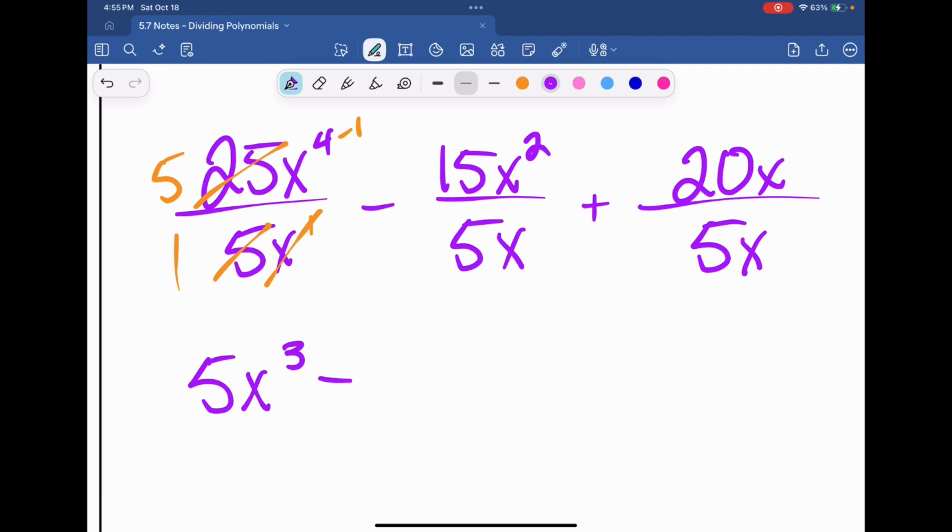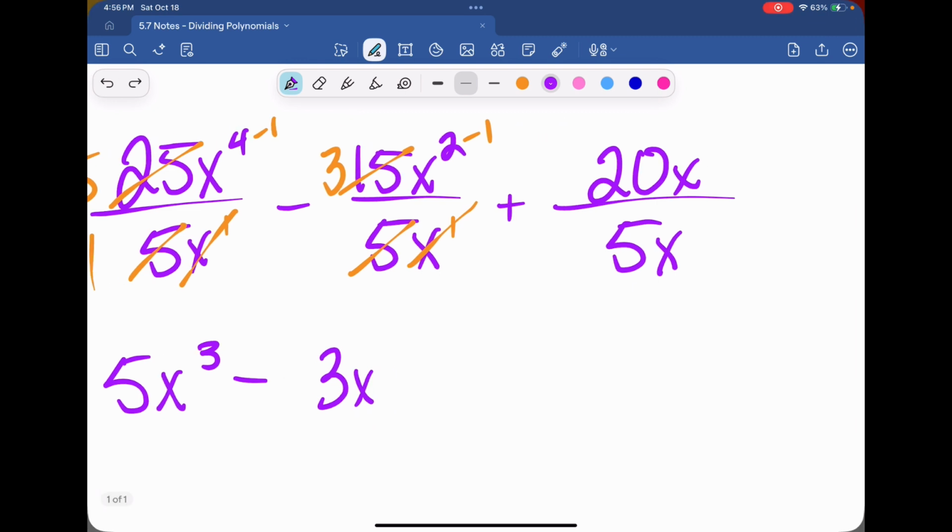Now we're here. Minus 5 goes into 15 3 times. This is x to the 1. 1 is smaller than 2. That leaves me with 3x. Again, this is over 1. I don't need the over 1. Five goes into 20 4 times. These are both x to the 1. So I ended up with x to the 0, which is 1. 4 times 1 is 4.